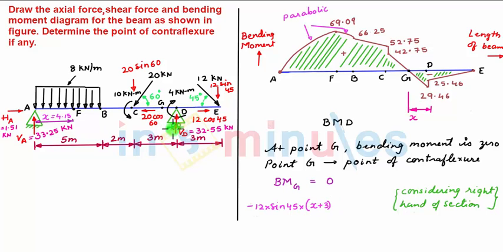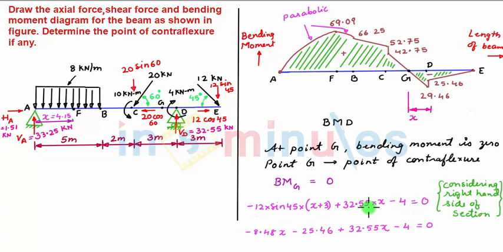Then there will be an anti-clockwise moment due to this vertical support reaction Vd, which is acting at a distance of x from point G. So we have plus 32.55 into x. Also on the right hand side of point G, we have a clockwise moment of 4 kilonewton meter. So we have minus 4. And this is the bending moment about point G by considering the right hand side of section. Now this is equal to 0.